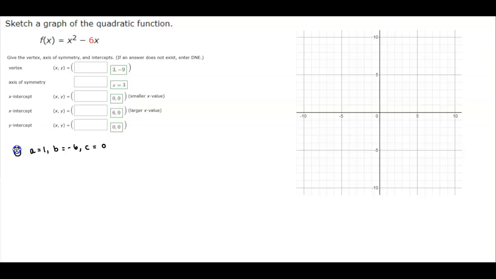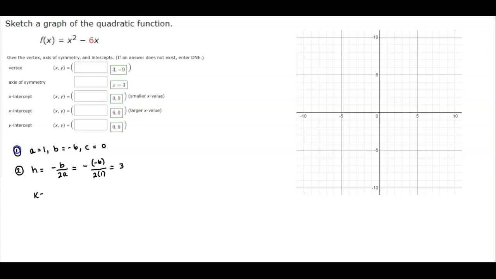Okay, so let's find the value of h. Well, we know that h is going to equal negative b over 2a. So that means we have negative 6 over 2 times 1. So that's a positive 6 divided by 2, which is 3.